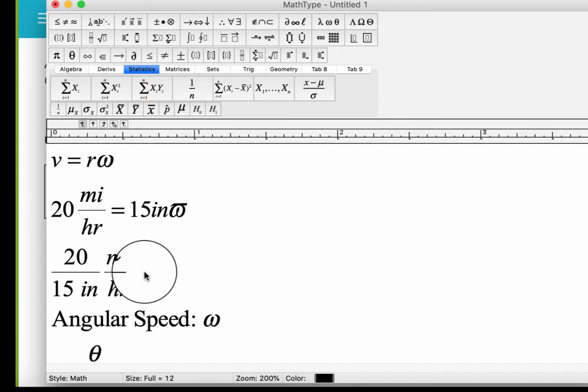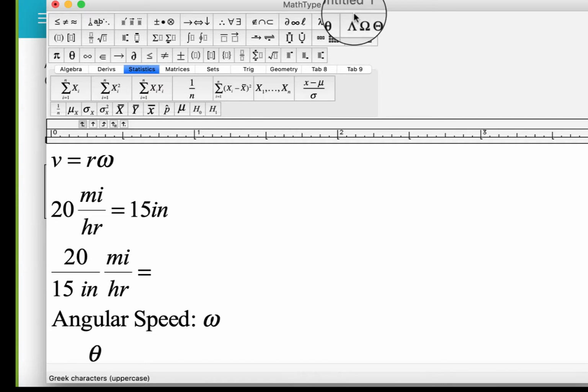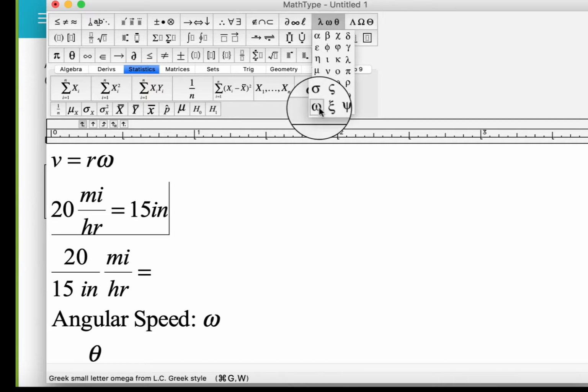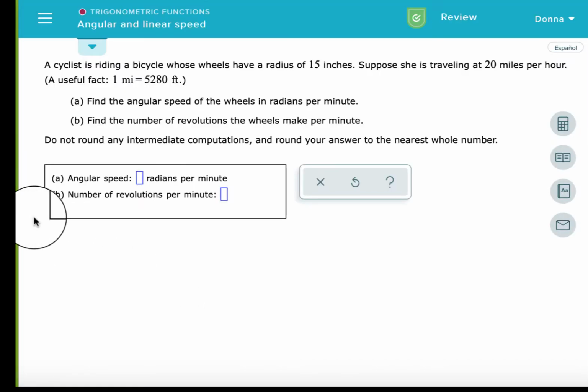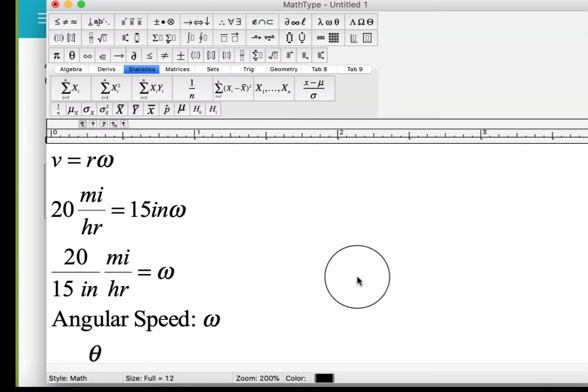Is going to equal omega. This isn't omega. I think I picked the wrong thing. Here's omega. And so now I have the angular speed, but if we look at the problem, they want us to find the angular speed in a certain unit, and we have here, it's in radians per minute, and we don't have that in terms of our units.